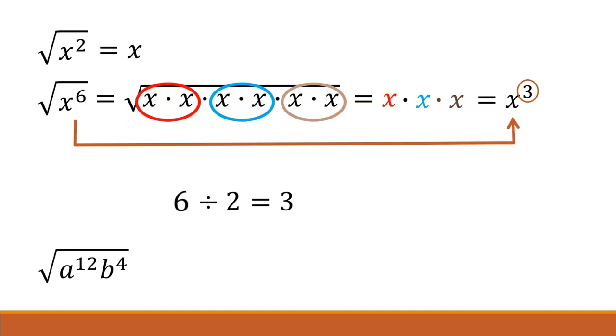That's a handy trick to know when we're trying to simplify a radicand with variables in it. How about this one? The square root of a to the 12th, b to the 4th. Since we're trying to pair up those like factors, we can say that the 12 factors of a would give us 6 pairs, and the 4 factors of b would give us 2 pairs of b's. So the square root is a to the 6th power times b to the 2nd power.